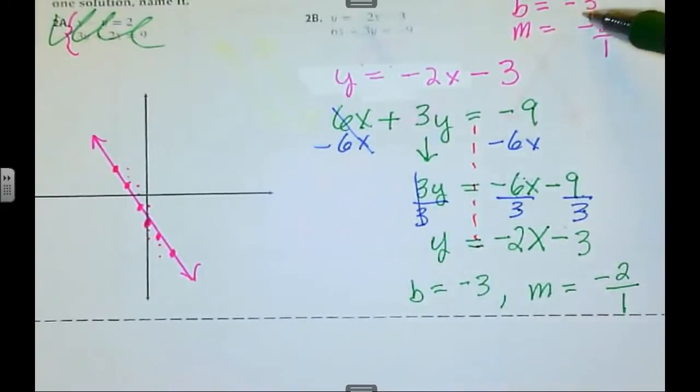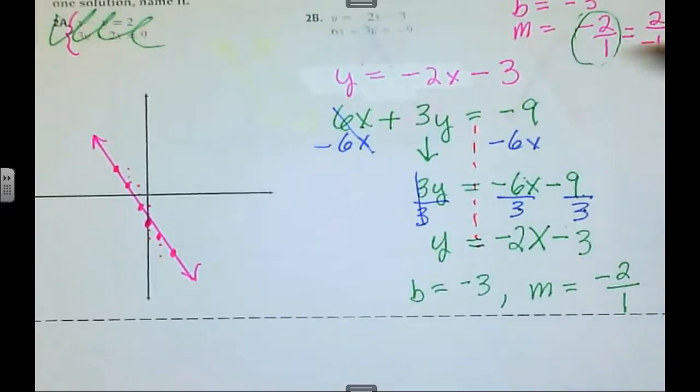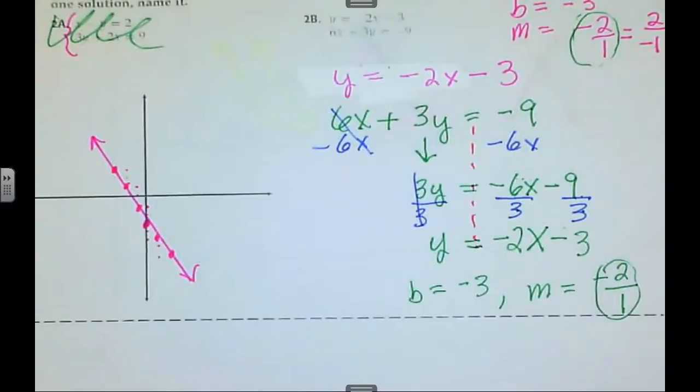If I notice here, my slopes are the same, right? If you've had a little bit of geometry before, if my slopes are the same, what kind of lines do I have? Anybody in geometry? Oh, parallel lines. These are going to be parallel lines. Okay, same slope are parallel lines.